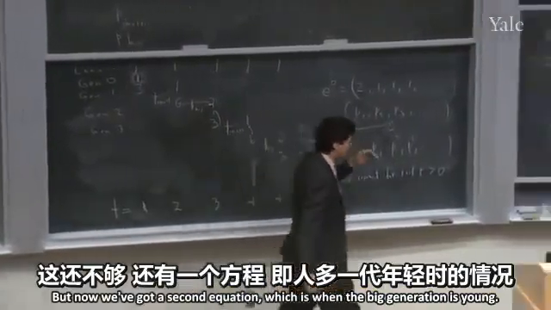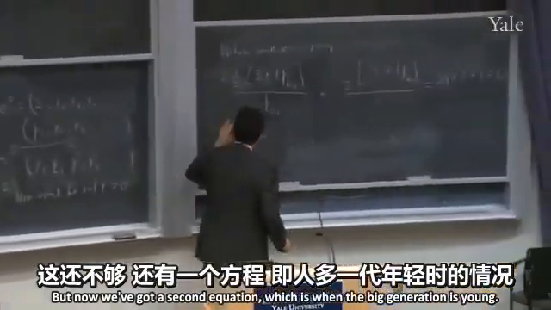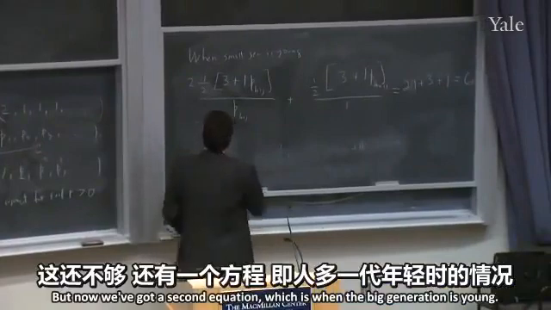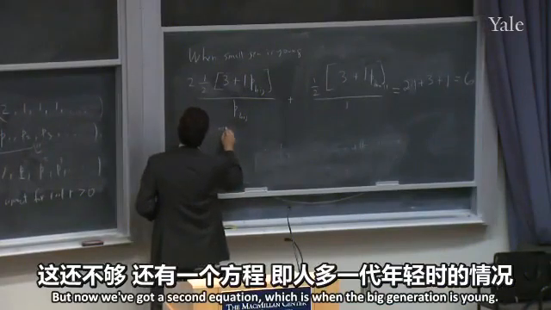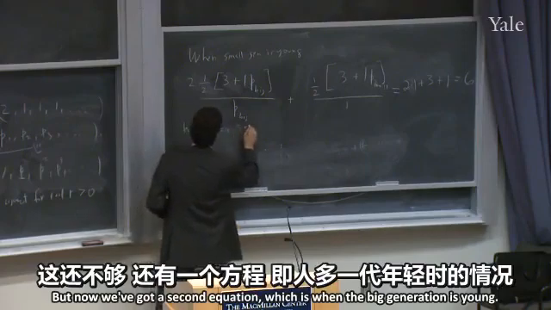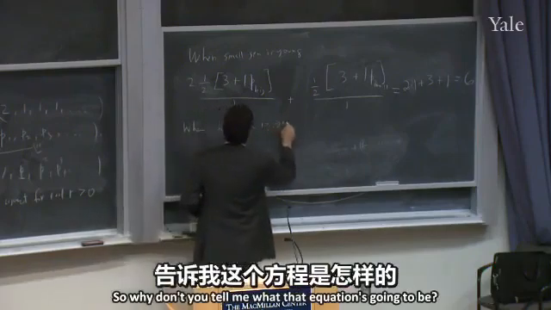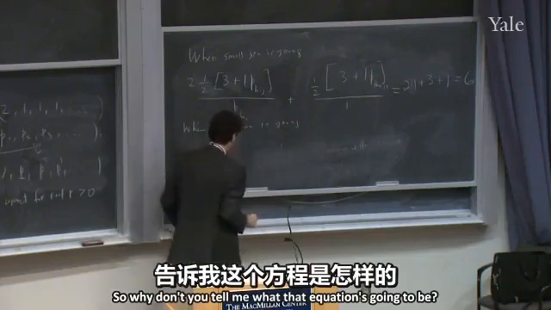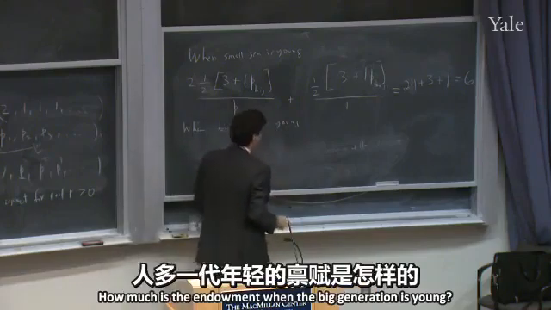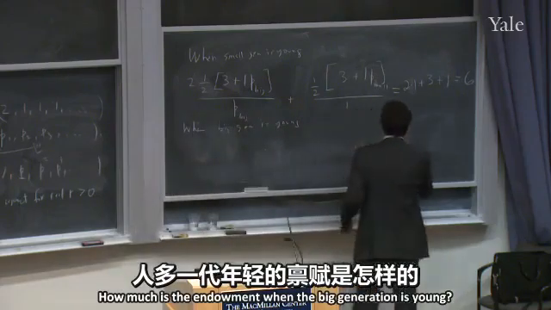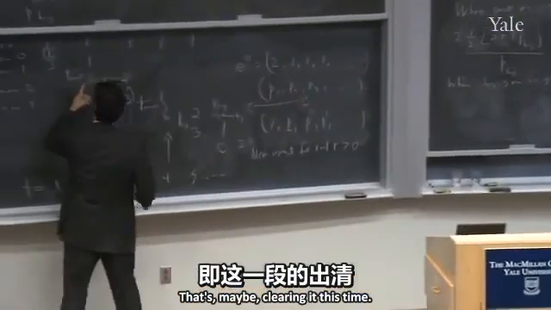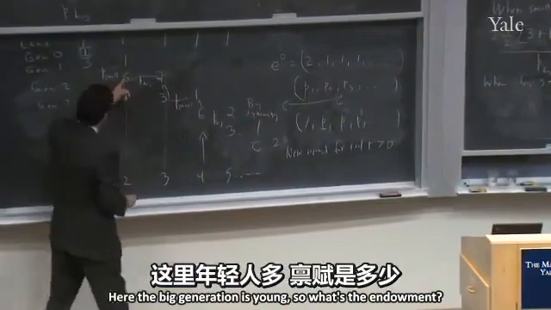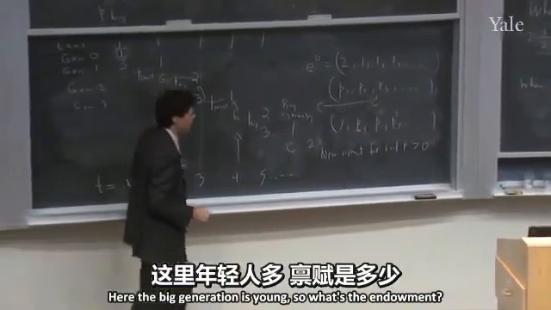Okay? But now we've got a second equation, which is when the big generation is young. So why don't you tell me what that equation is going to be? How much is the endowment when the big generation is young? So that's maybe clearing at this time. Here the big generation is young, so what's the endowment?